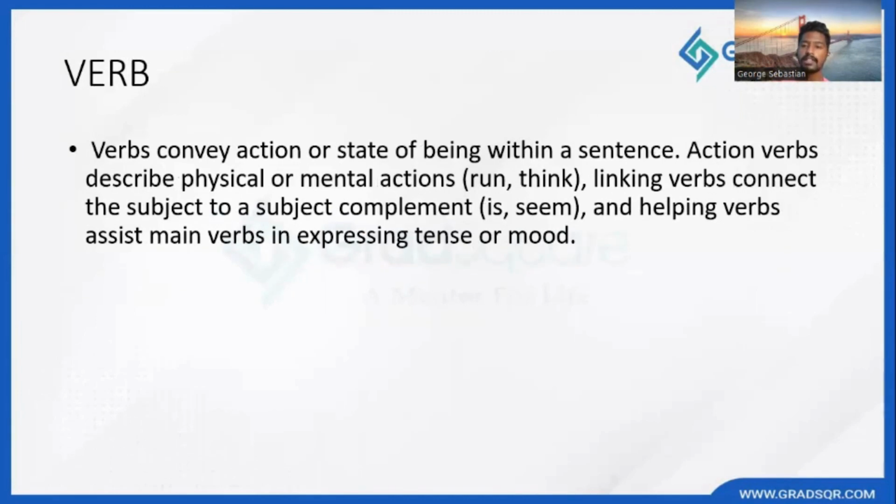And now we have another very vital component of parts of speech, which are the verbs. So what is the function of a verb in a given sentence? We have to understand that verbs are action words. So basically what verbs do in a sentence is that they help us to convey the action or the state of being within a sentence. So it describes the physical or mental action that is taking place in a given sentence. So all action words come under the category of verbs.